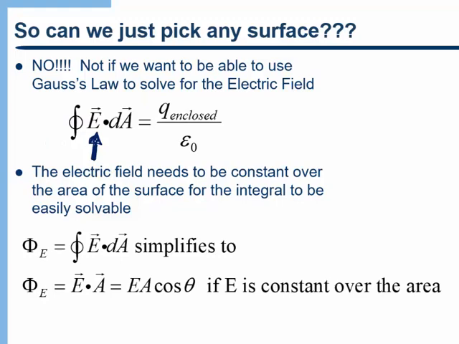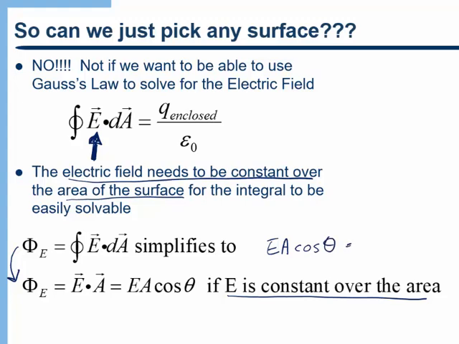What we do is we have to find a surface over which the electric field is constant. So if the electric field is constant over the surface, then remember our definition of flux simplifies just to the dot product of E and A. But that's only true if E is constant over the surface. Therefore, if we can find a surface over which the electric field is constant, then Gauss's law just becomes EA cosine theta equals the charge enclosed over epsilon naught. And now we're just doing algebra. And algebra is easy, at least compared to calculus.